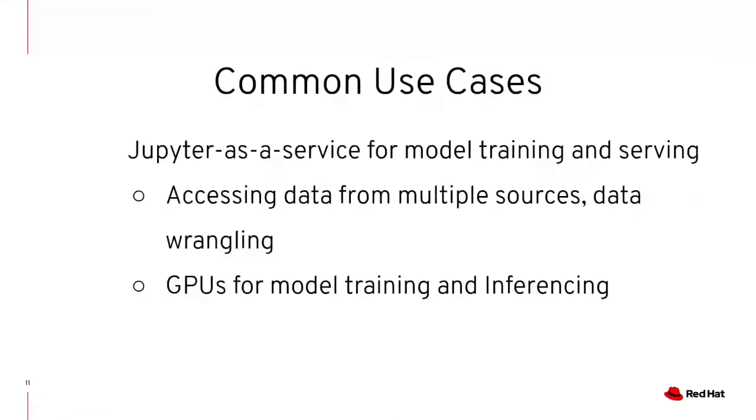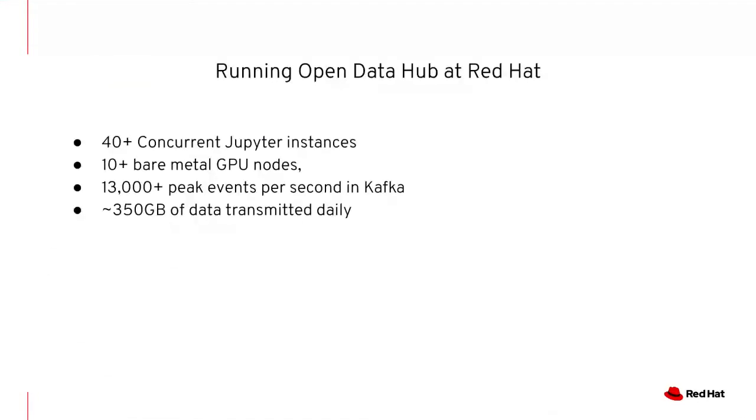Common use cases. Jupyter as a service is the main entry point into the Open Data Hub. Jupyter notebooks are what a lot of the teams of data scientists and data engineers are using to interact with their data. They have it coming in from multiple sources, from Kafka events to Ceph object notifications, and they want to be able to do some model training on that using GPUs. So internally, we're running this. We have 40 plus concurrent Jupyter instances across multiple GPU nodes. At any given time, we have 13,000 peak events per second in Kafka, and daily 350 plus gigabytes of data being transmitted. This is all using Ceph object storage.